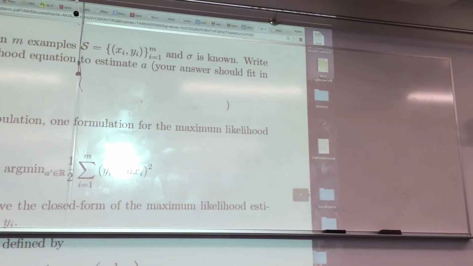Alright. Assume you're given m examples and sigma is known, and it doesn't really matter. Write down the maximum likelihood estimate. I hope I actually wrote this down. Obviously, I can produce it.